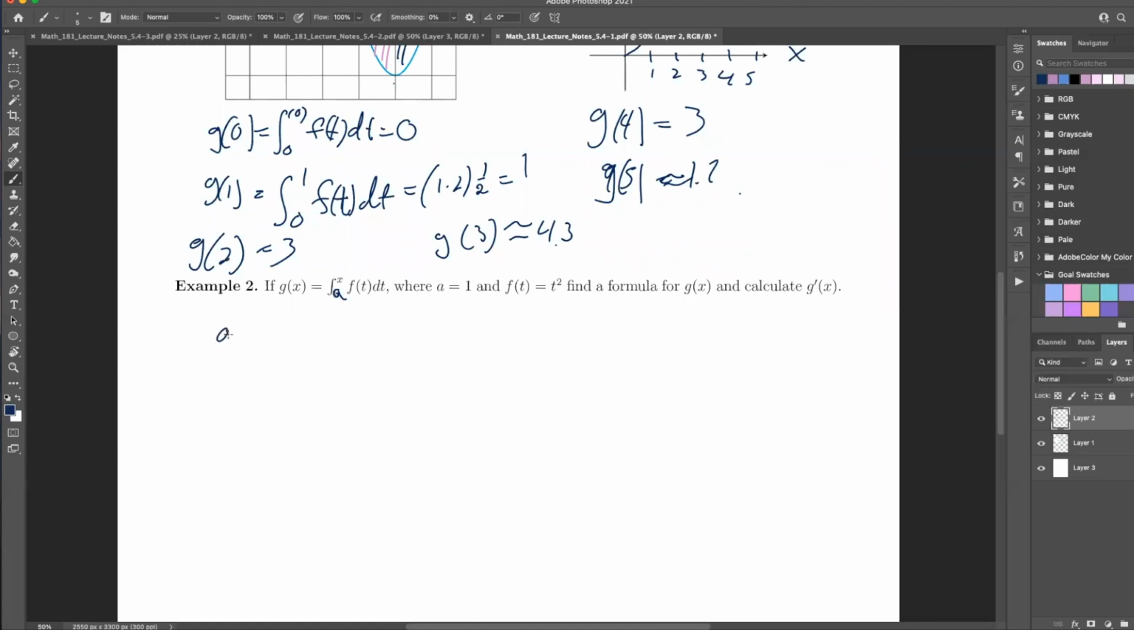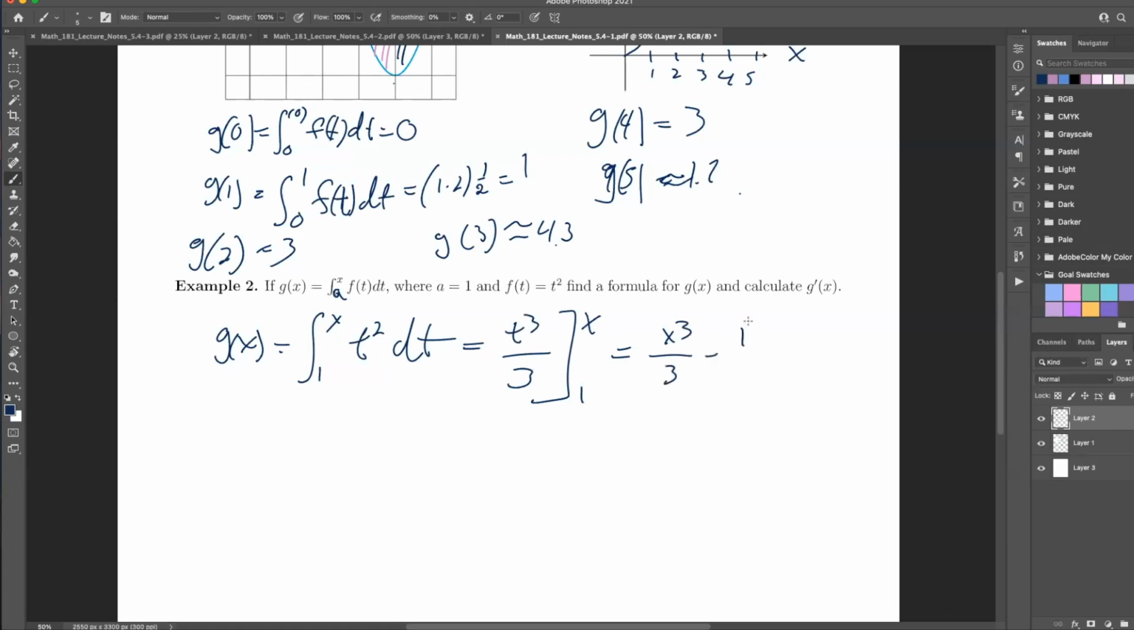So here, g of x is equal to the integral from 1 to x of t squared dt, right? So if I just plug in everything, I'll put a t squared here and a 1 here, and I'm going to try to figure out what the formula for g of x is. Well, if we anti-differentiate t squared, we get t cubed over 3. We're going to evaluate it at 1 and x, because that's my bounds. So it'd be x cubed divided by 3 minus 1 cubed divided by 3. And if we simplify that, we just get x cubed minus 1 over 3.